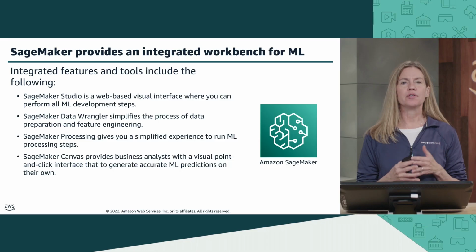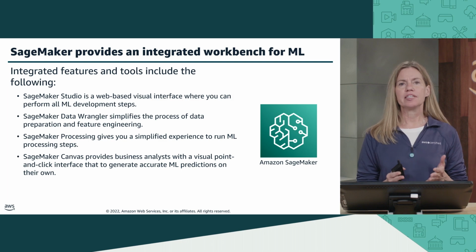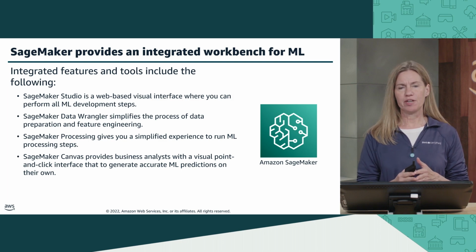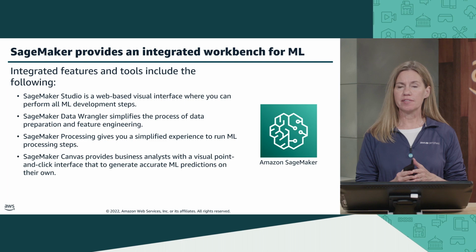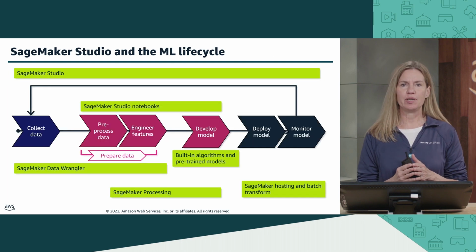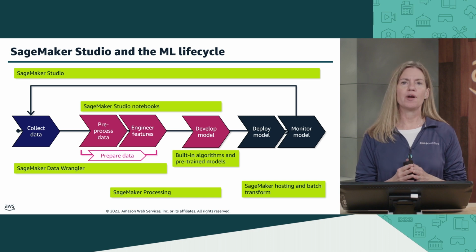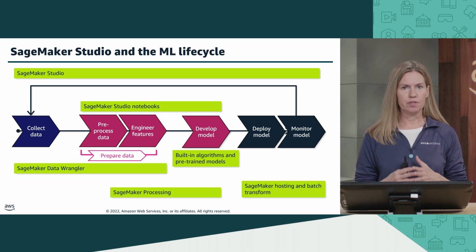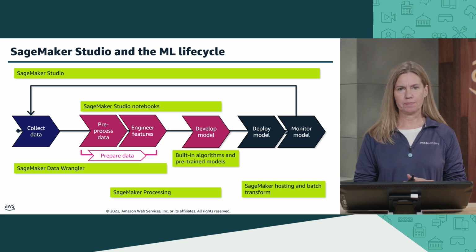This section introduces key features of Amazon SageMaker. SageMaker includes features and tools that you can explore for ML projects, such as SageMaker Studio, SageMaker Data Wrangler, SageMaker Processing, and SageMaker Canvas. Amazon SageMaker Studio provides an integrated development environment, or IDE, for ML, from which you can build, train, deploy, and analyze models all from the same application.